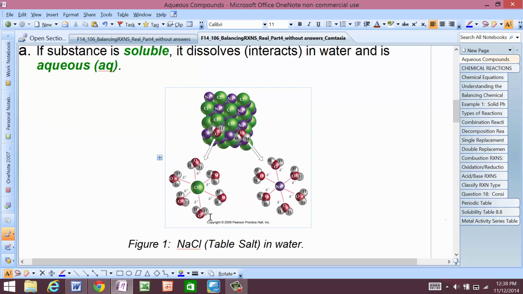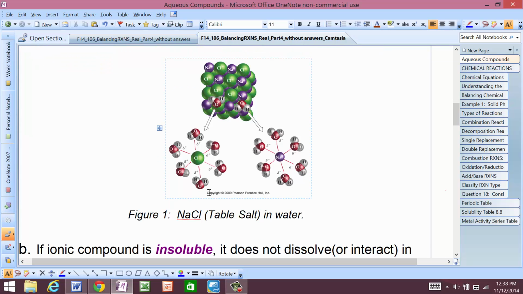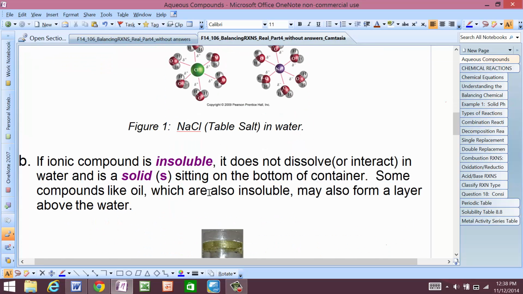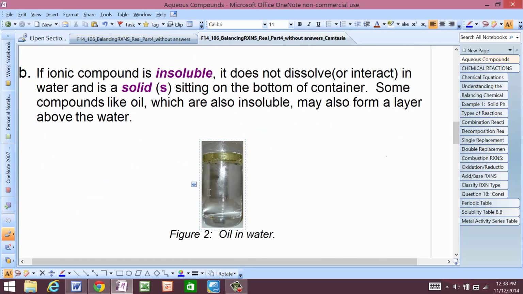When a substance dissolves, it actually interacts with water. Water gets in here and separates out the cation, which is the sodium ion, and the chloride anion. So it kind of gets around them and hangs out with them. That's what happens when you dissolve.